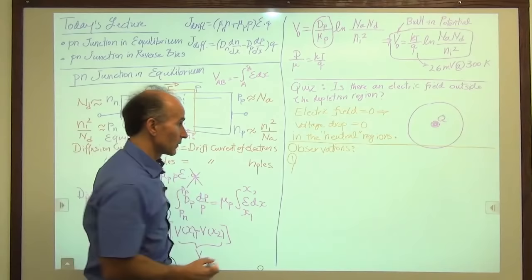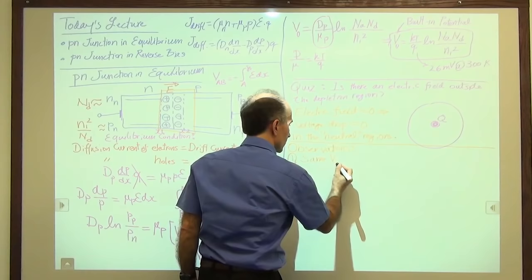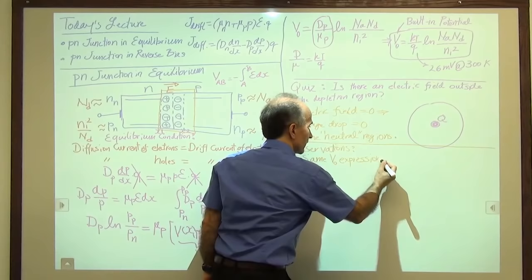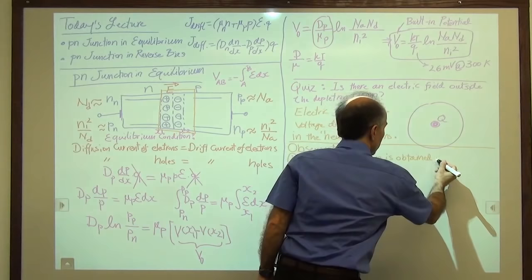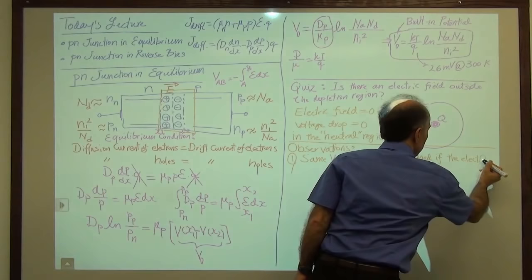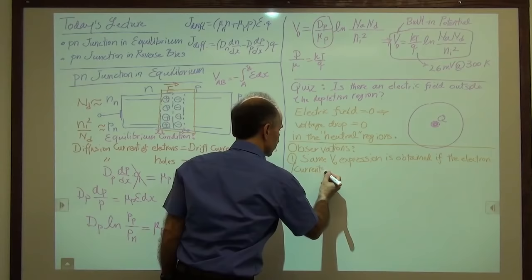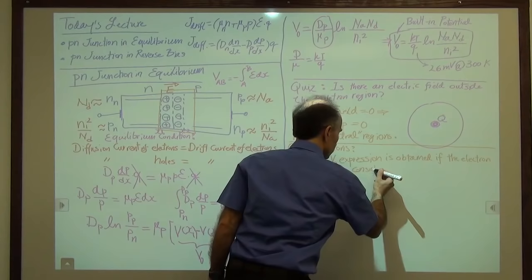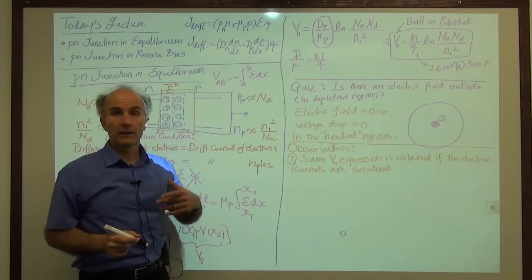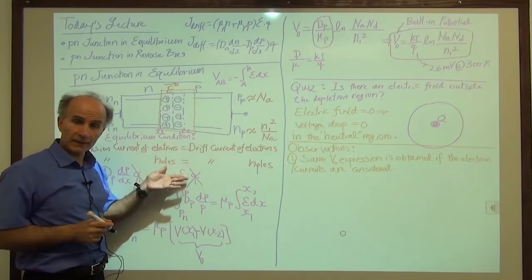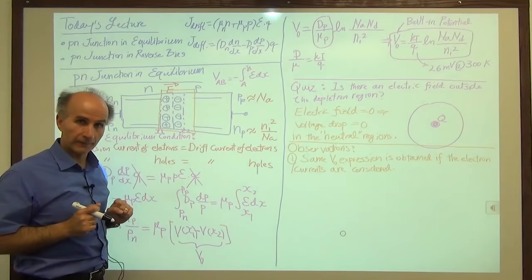So the same V0 expression is obtained if the electron currents are considered. Okay, so in other words, the built-in potential created when we make this calculation versus when we make this calculation are consistent, they do not disagree with each other, everything is good.